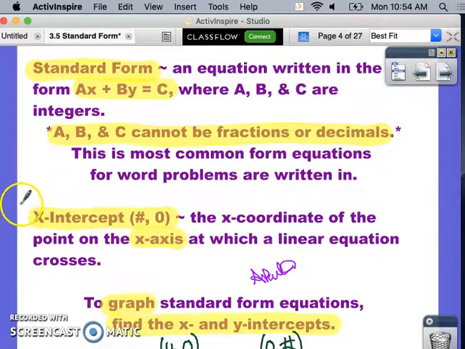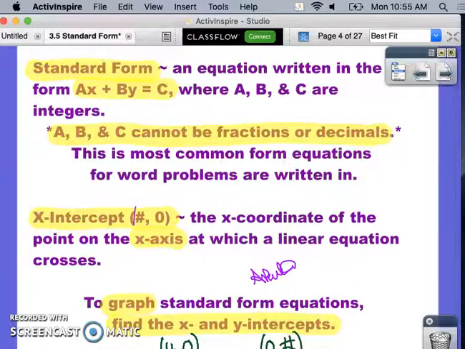Okay, the x-intercept. We've talked about the y-intercept, but now the x-intercept again is the x-coordinate of the point on the x-axis at which a linear equation crosses. So where the line crosses the x-axis. When you are graphing using the standard form, you're going to find the x and the y-intercepts and plot the points. And you only need two points to draw a line. So you're going to just plot those two points and connect the line.